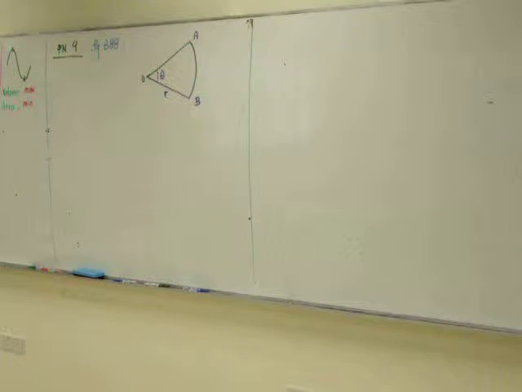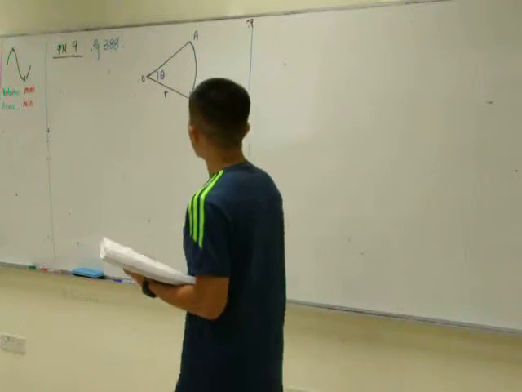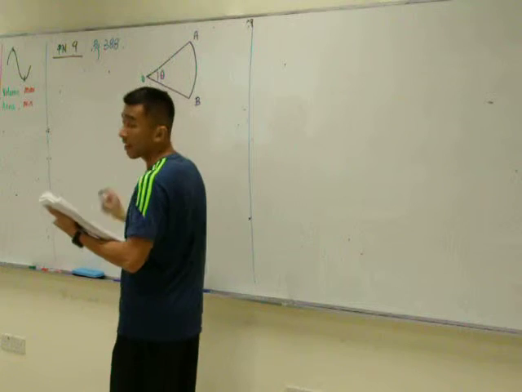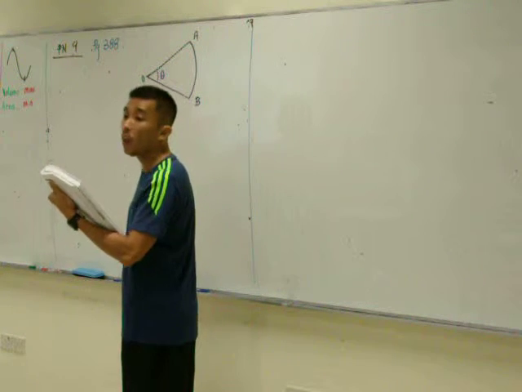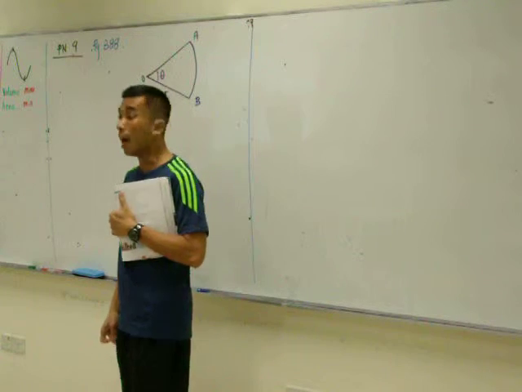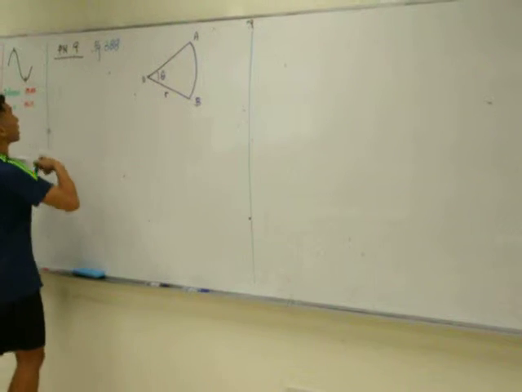Okay, this particular question, a sector of a circle is given. The radius is defined as r. The angle subtended inside is theta. What else is also given? The perimeter. What is the perimeter? 7 centimeter.